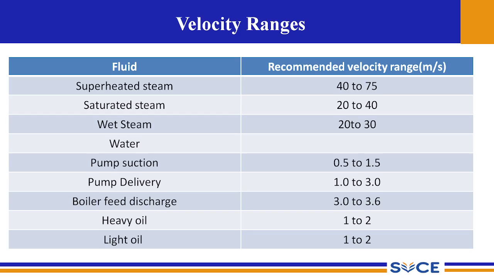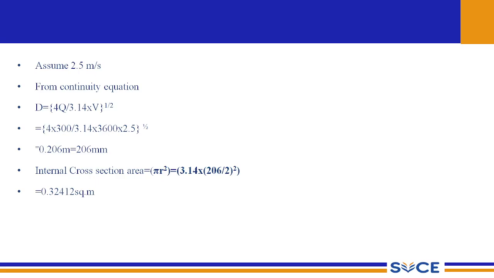So here for our problem, we are going to consider the water because the viscosity is given as 1 centipoise, and the pump delivery line should be operating with a recommended velocity range of 1 to 3 meter per second. So based on this recommendation, we go for the assumed value of velocity as 2.5 meter per second. Then using the continuity equation, we determine the diameter of this pipeline.